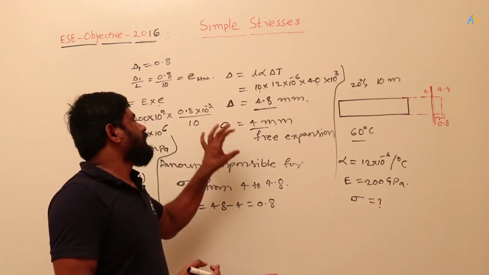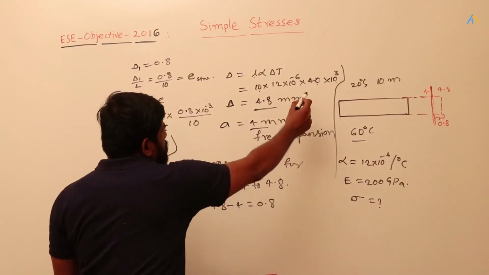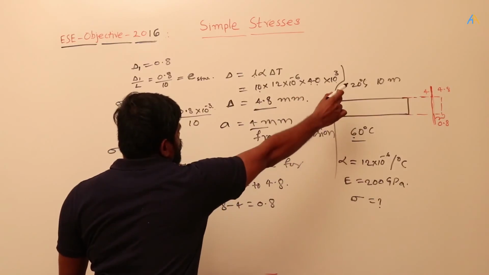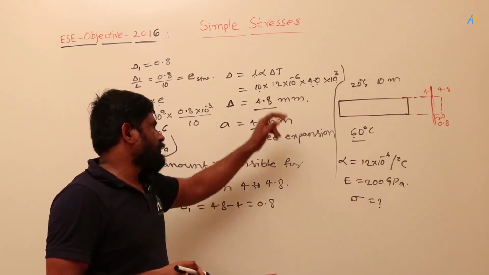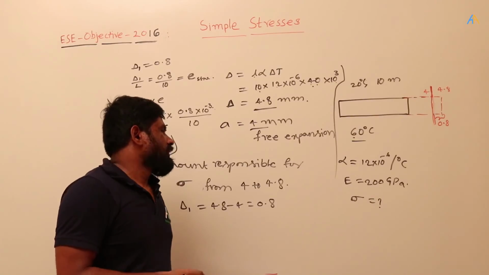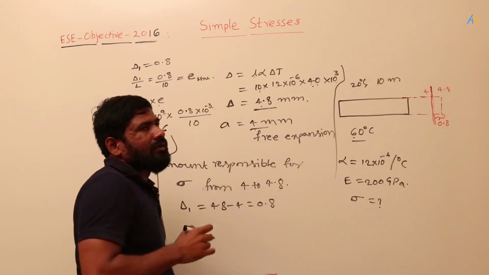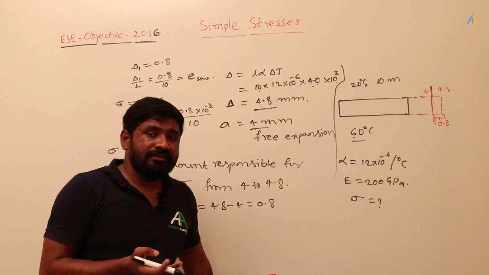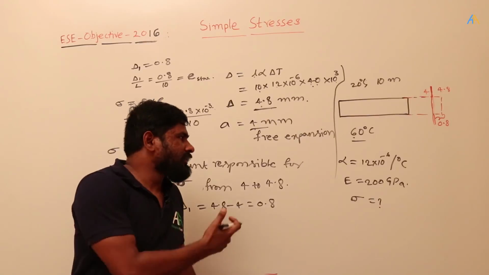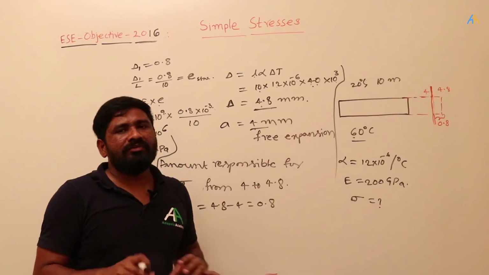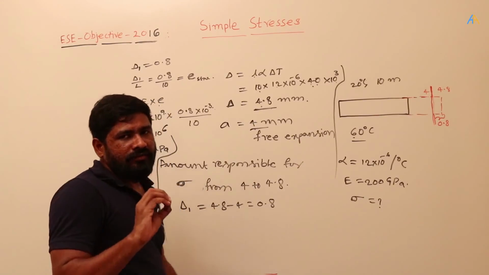Or instead of this, if I reduce the temperature to 50 degrees centigrade, then what happens? Instead of 40, 50 minus 20 is 30. 30 into 12, that is 3.6. In that case, it becomes 3.6 mm, which is less than the 4 mm free expansion. Even in that case, there is no restriction for the free expansion of the body. If there is no restriction of the free expansion of the body, then there is no stress. Okay, the same problem can be twisted in different ways. When you understand the concept, whichever way it comes, you can easily answer the question.